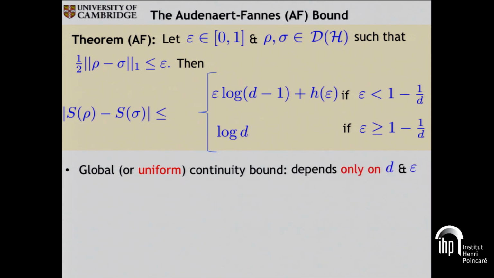Okay, now the point is such a bound is a global or uniform continuity bound in the sense that it depends only on d and epsilon. It does not depend on any other properties of the states rho and sigma.